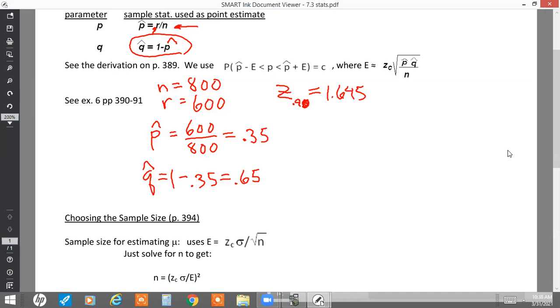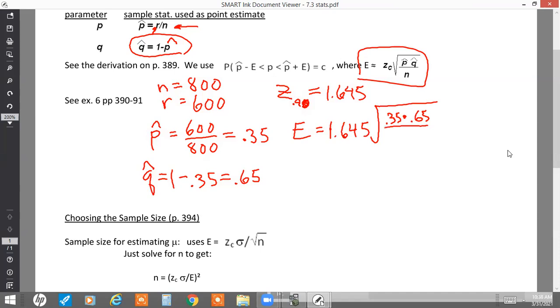And so then we calculate the error, which is the 1.645 times the square root of p hat, which is 0.35 times q hat, which was 0.65. And then we would divide that by the sample size, which was what, 800. And we plug that in on our calculator.